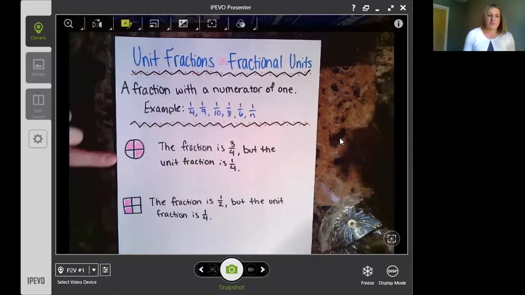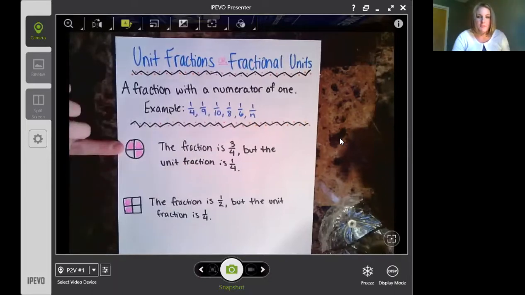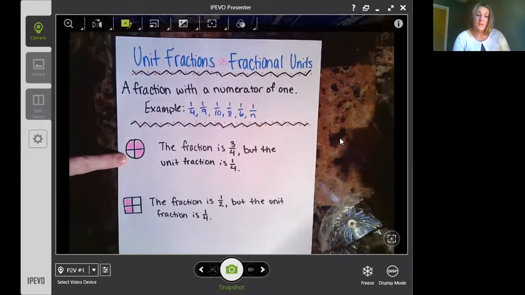We're going to look at this first example. Here I have a shaded fraction of 3/4, but the unit fraction is 1/4. Now it's not 1/4 because there's one piece missing. It's 1/4 because each of the pieces is called 1/4.